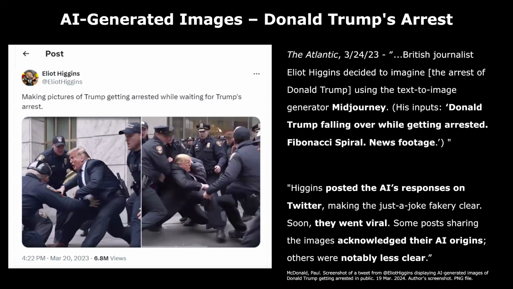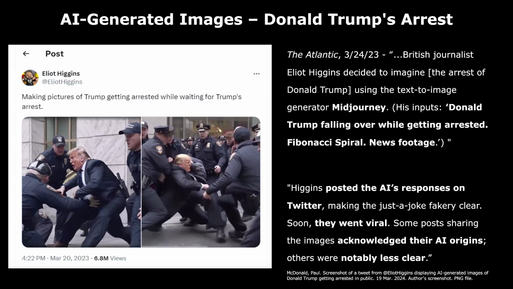3 separate instances occurred in 2023 where AI-generated images spread online and were mistaken for real photographs, 2 of them within the same week as each other. The first incident featured multiple Mid-Journey generated images depicting the arrest of Donald Trump, which a March 24, 2023 article from The Atlantic delved into in detail.